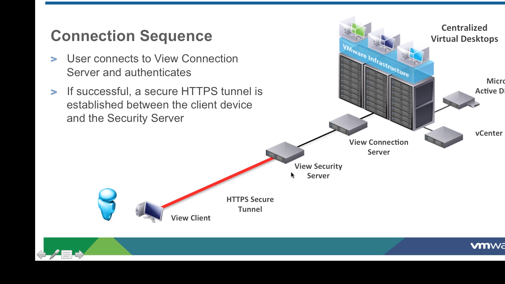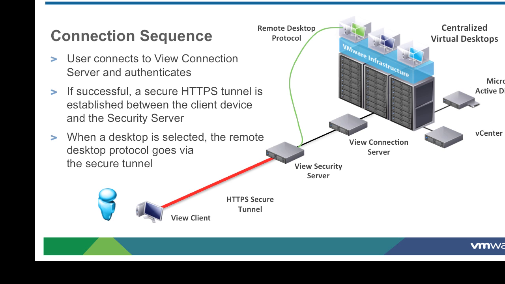That is an HTTPS tunnel and is used for encapsulating TCP protocols used to access remote desktops. When a desktop is selected, the remote desktop protocol then goes via this secure tunnel. The advantage of doing this is that over the wire it's HTTPS, and also if the security server is operating within a DMZ, it means that the internet facing firewall does not need to open up RDP, and the RDP protocol is encapsulated within HTTPS over the internet.